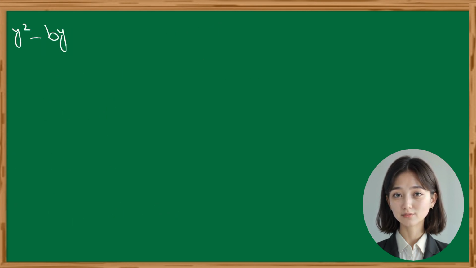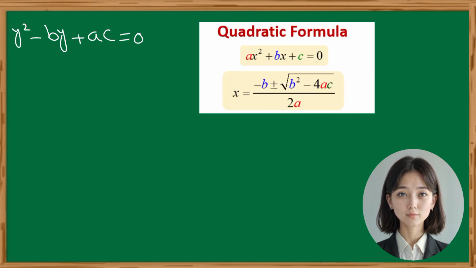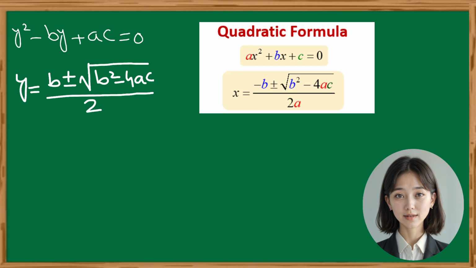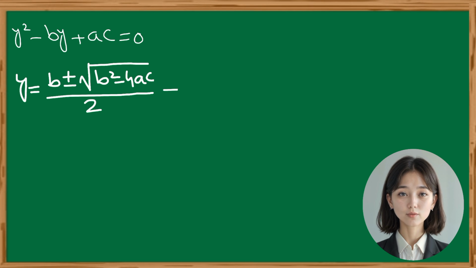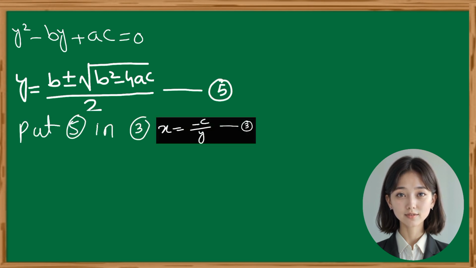Step 8. Solve for y. Using the quadratic formula, we get y = (b ± √(b² - 4ac))/2. This is equation 5. Step 9. Substitute equation 5 into equation 3.